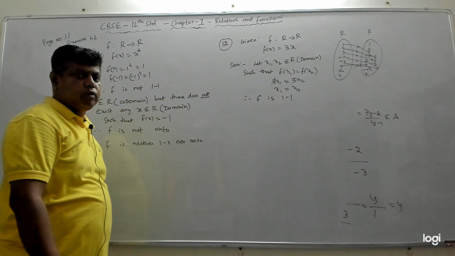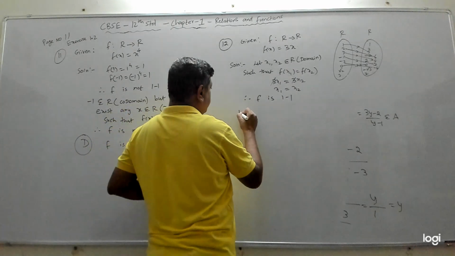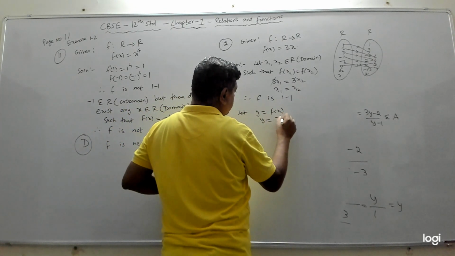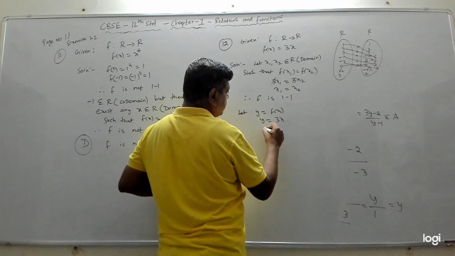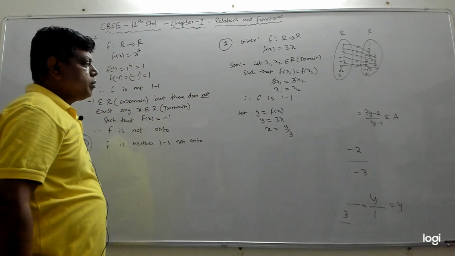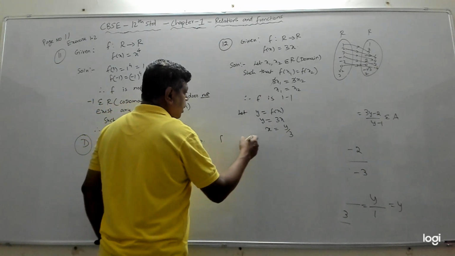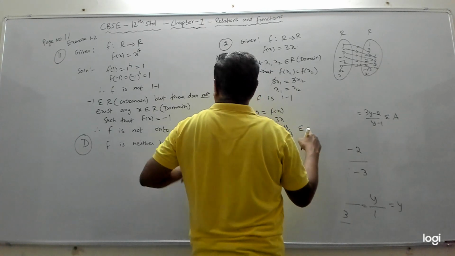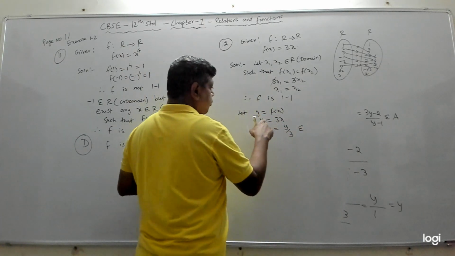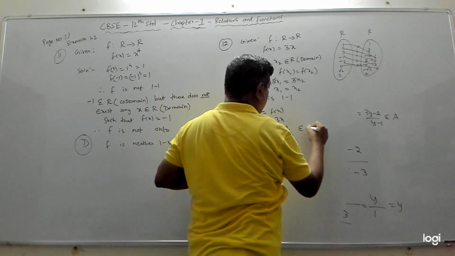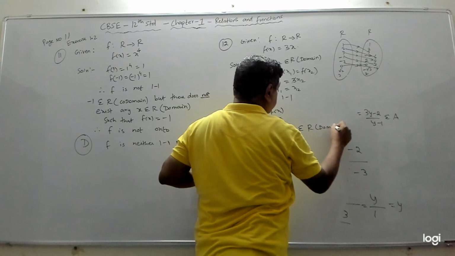Now to check onto. First we will say let y is equal to f of x. So y is equal to 3x because f of x is 3x. Now write x in terms of y. Your x will become y by 3. Now we'll say this y by 3 should be a real number, and this belongs to the set R. Because if y is a real number, y by 3 is also a real number. So y by 3 is a real number. It belongs to R, which is the domain.